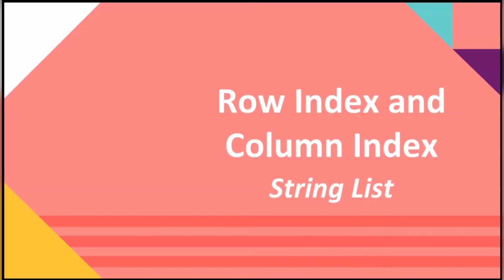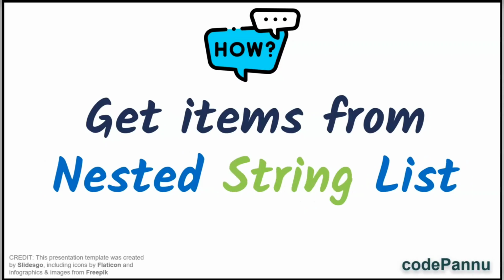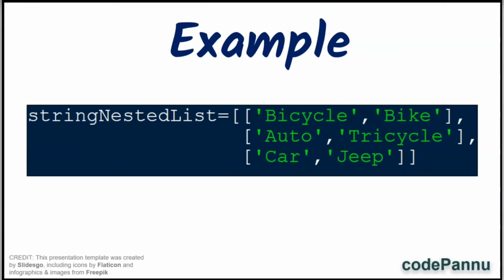Hi! In the previous video, we saw how to get items from the nested integer list. In this video, we are going to see how to get items from the nested string list. Let us take this example for our nested string list. Do you remember we always write string values inside quotes?